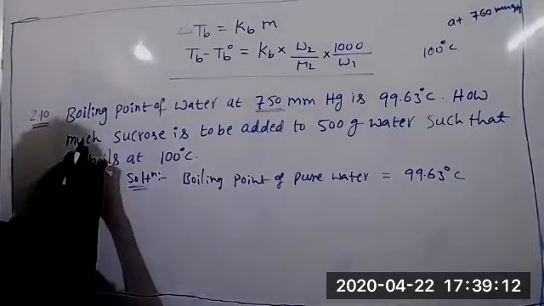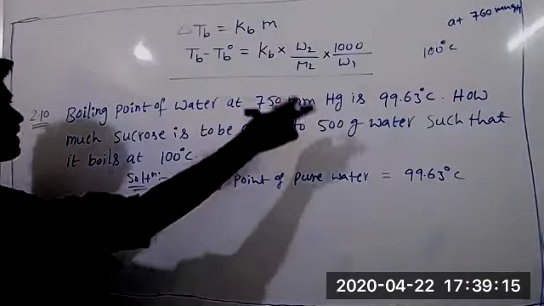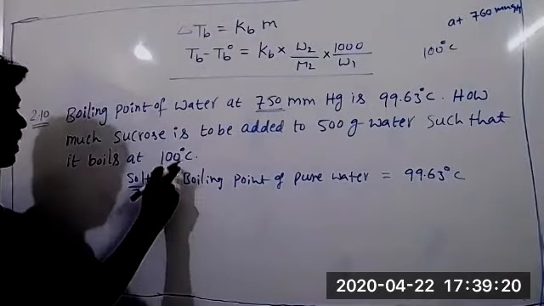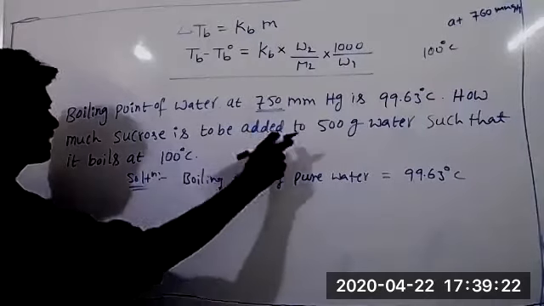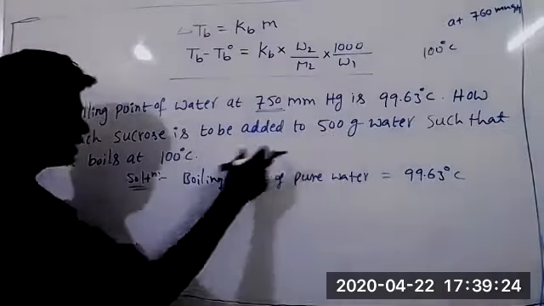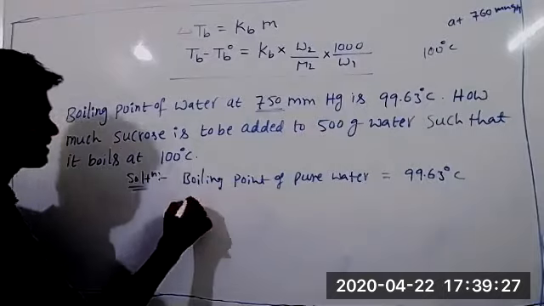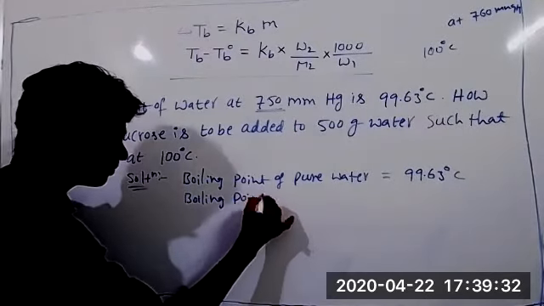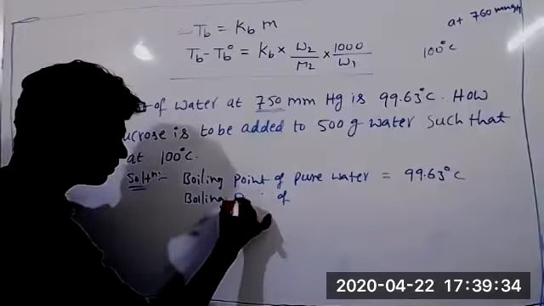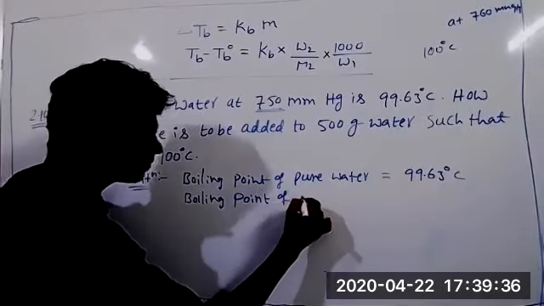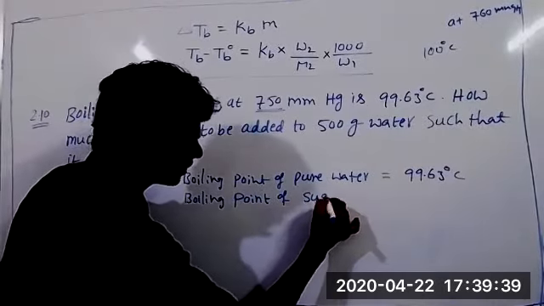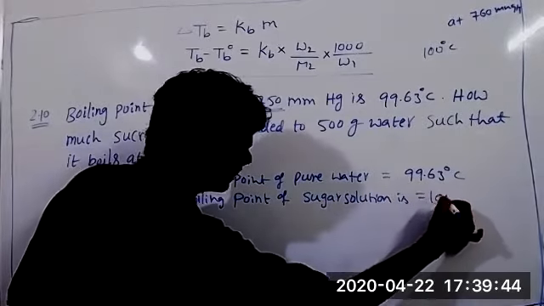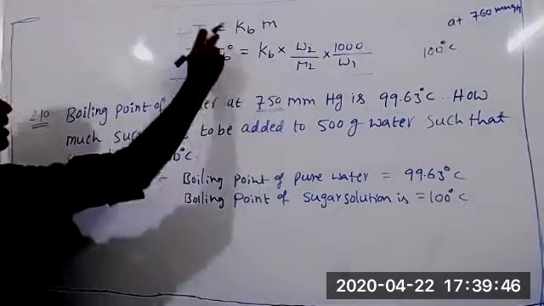And then, how much sucrose is added to 500 grams water such that it boils at 100 degrees centigrade. So the boiling point of the solution is given. After adding some sugar to 500 grams water, the solution boiling point is 100 degrees centigrade. Boiling point of sugar solution is 100 degrees centigrade.